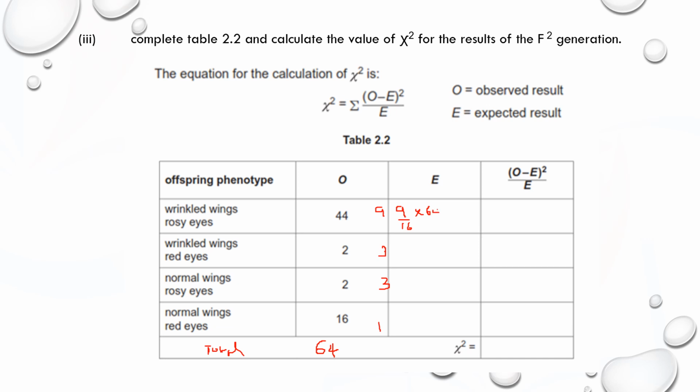So 64 divided by 16 will give you 4. 4 times 9 is what? 36. So the expected number for the wrinkled wings rosy eye is 36, based on this. That's expected. So I want to do the same thing.